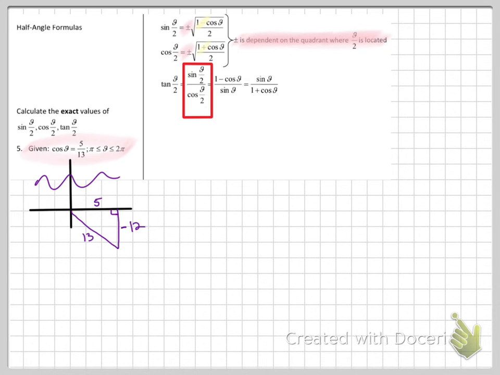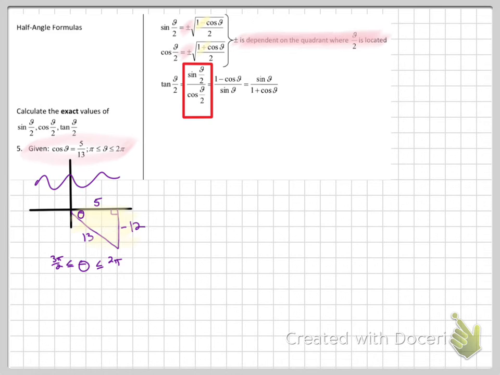Okay, now when we start this, we need to know where theta over 2 lands. So based on my picture, I've got it all narrowed down to quadrant 4. For sure this picture is in quadrant 4. That means theta is between 3 pi over 2 and 2 pi, right? Quadrant 4 is between 3 pi over 2 and 2 pi.